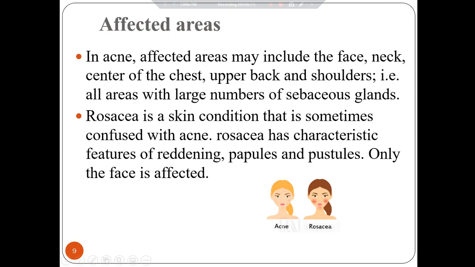These are the differences. This is acne and this is rosacea, which has characteristic reddening and papules and pustules in the face, only in the face, while acne can also affect shoulders, back, and the middle of the chest beside the face.